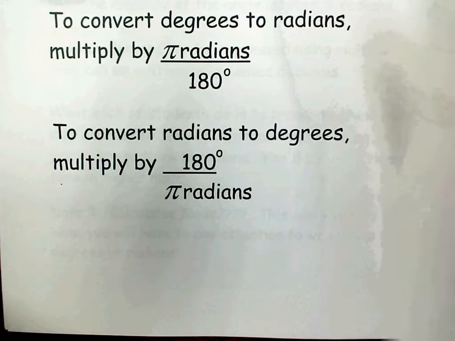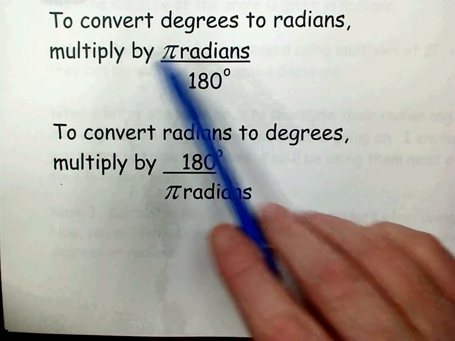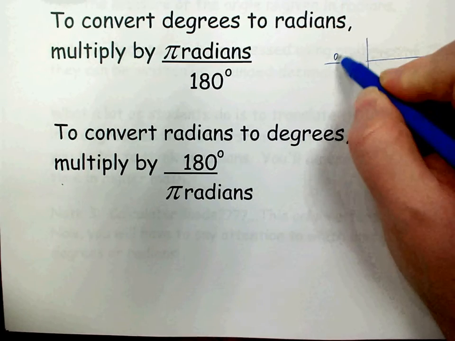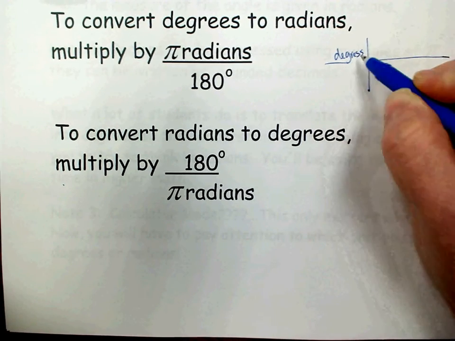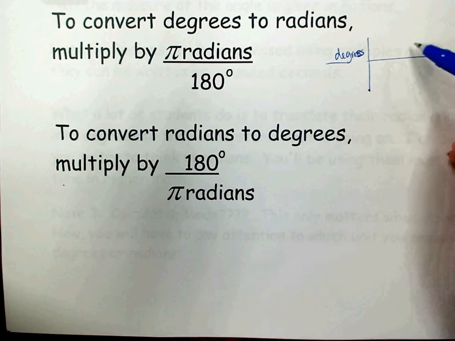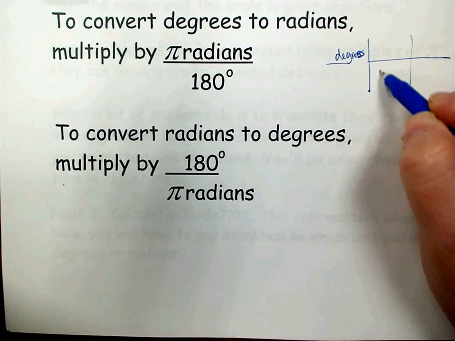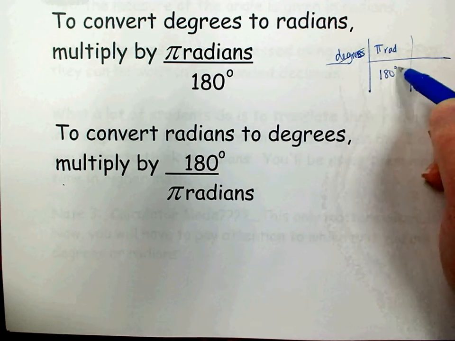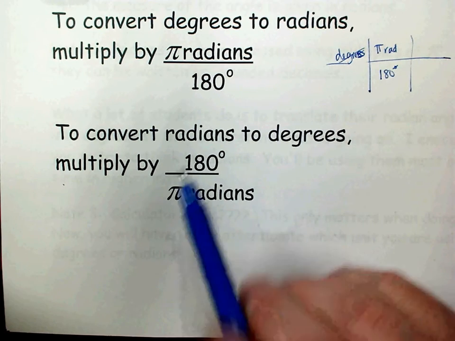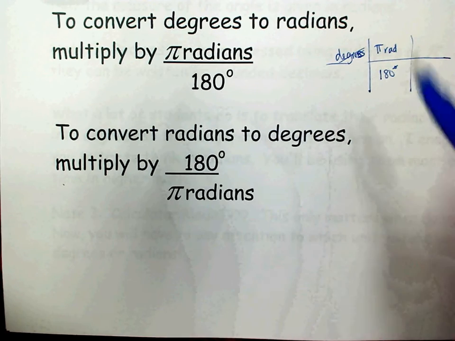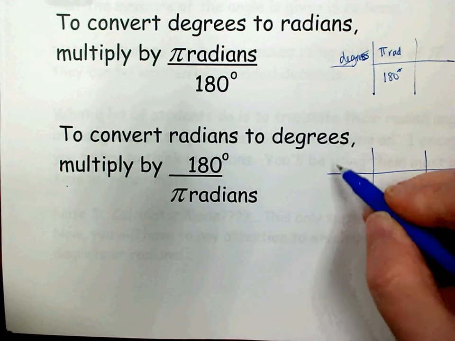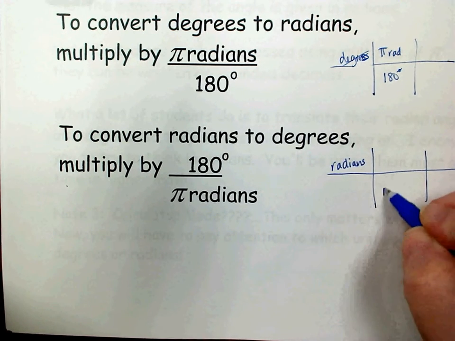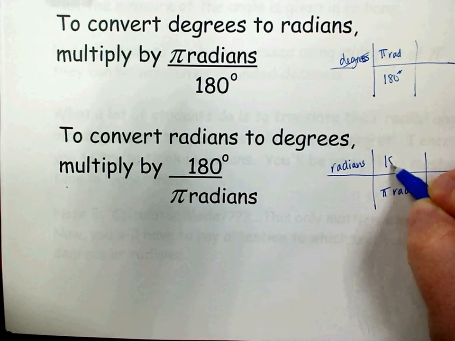So to convert from degrees to radians, you're going to have your degrees here. So you're going to put your conversion here. You would put the degrees down here and the pi radians here because you want your degrees to cancel out. If you're converting from radians into degrees, then you're starting with radians here. So when you do your conversion, you would put the pi radians in the bottom and the 180 degrees in the top, so your radians cancel.